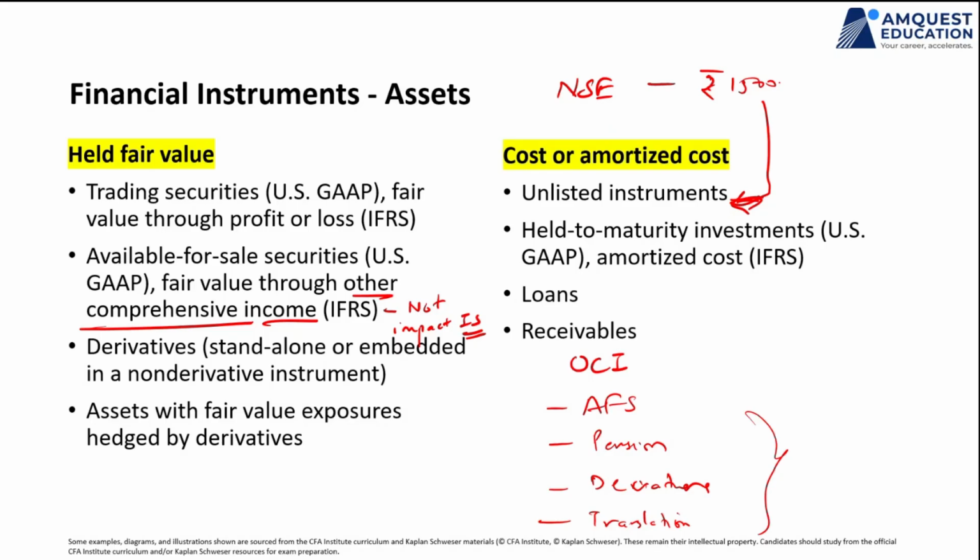Then there are held to maturity investments in US GAAP and amortized cost for IFRS. Examples, loans and receivables. These are instruments which are held to maturity investments. You give a loan and you hold it till maturity, and they are classified as held at cost or held at amortized cost.